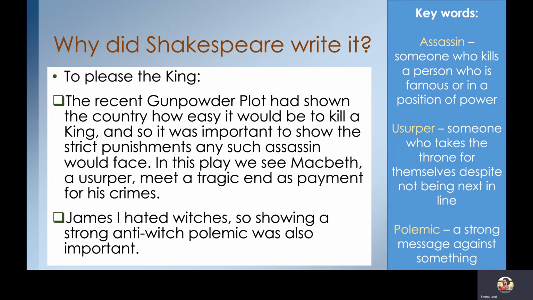Macbeth broke a very specific rule when he killed Duncan. James I also hated witches, and so it was important that Shakespeare showed a strong anti-witch polemic, and again, to please King James. A polemic is a strong message against something.